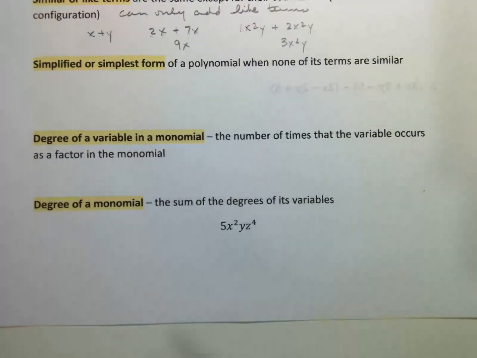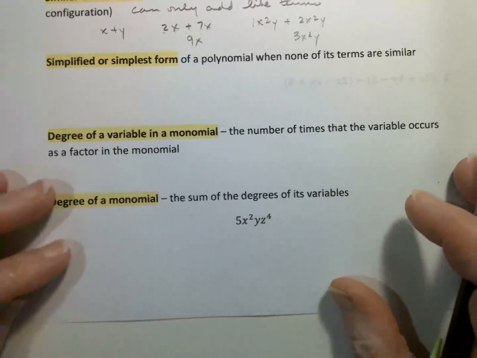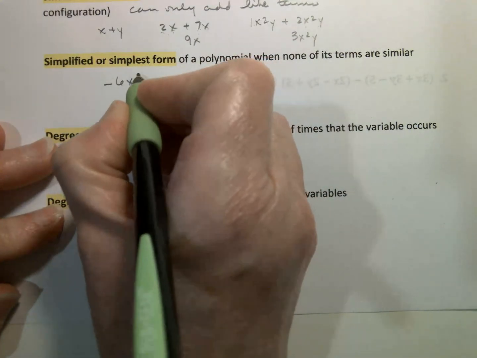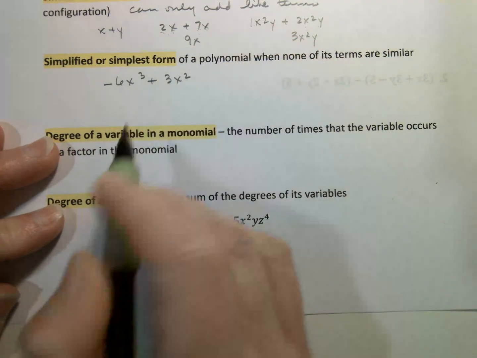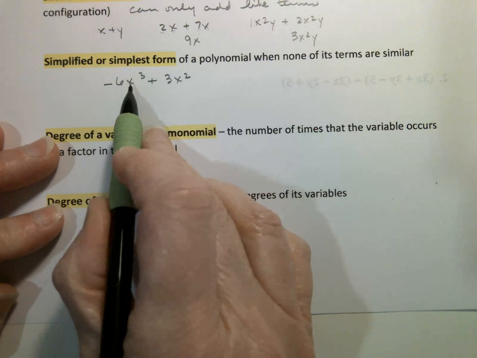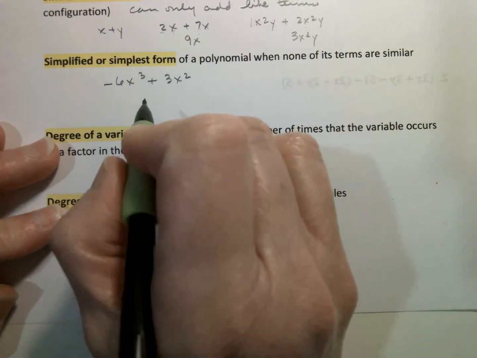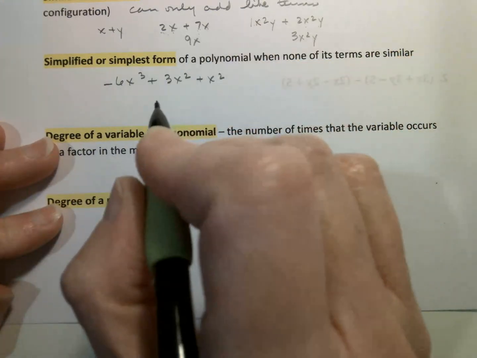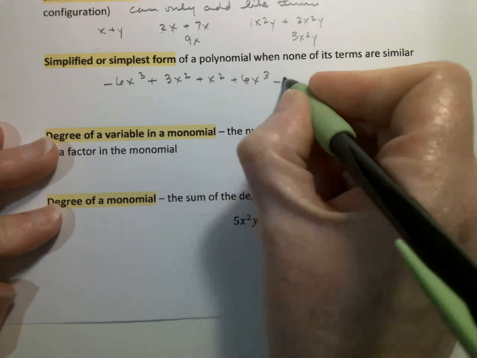All right, the simplified or simplest form of a polynomial is when none of its terms are similar. So suppose I've got this. I've got -6x cubed. There's one monomial. And I'm going to add 3x². There's another monomial. And notice that the variables are different. Here I have 3x's. Here I only have 2. They are not like terms. And to that, I'm going to add x², and I'm going to add 6x cubed, and I'm going to subtract 5.